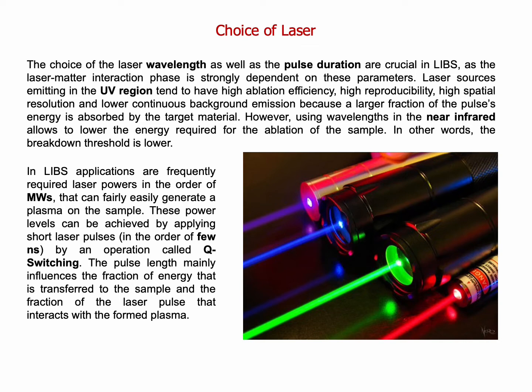Generally, the laser power is in the order of the megawatts, and as such, it can fairly easily generate a plasma on the sample. These power levels can be achieved by applying short laser pulses in the order of a few nanoseconds by an operation called Q-switching. The pulse length, defined as the full width at half maximum of the energy time profile of the laser pulse, mainly influences the fraction of energy that is transferred to the sample and the fraction of the laser pulse that interacts with the generated plasma. And it is also crucial in the plasma evolution processes.